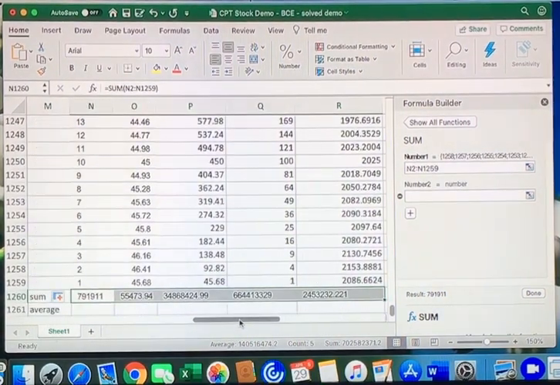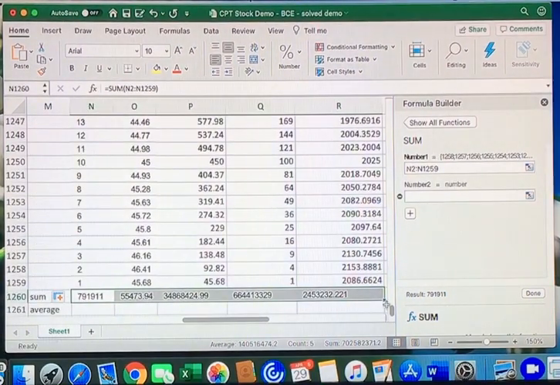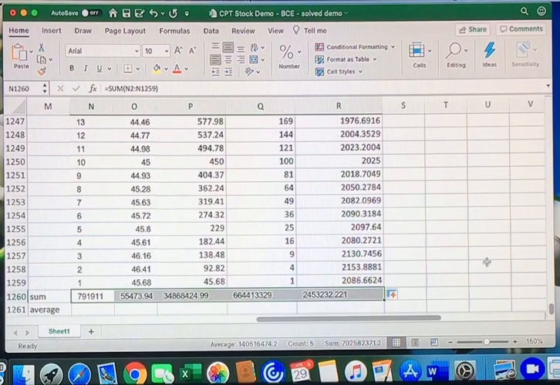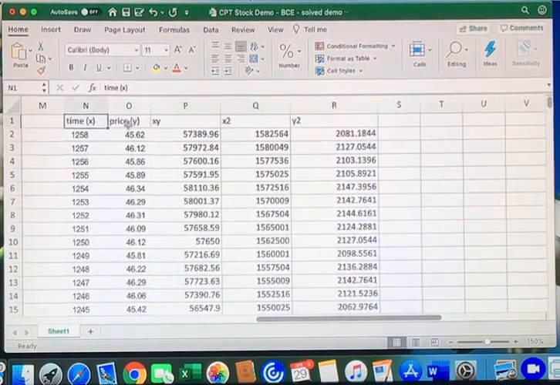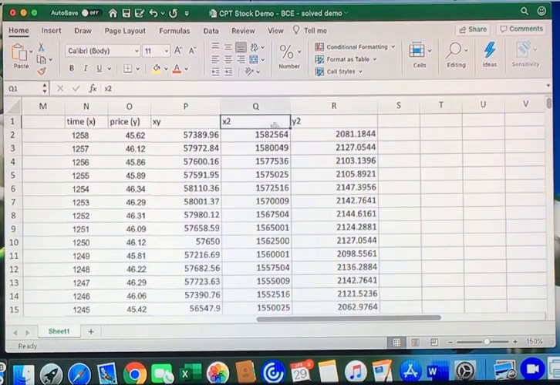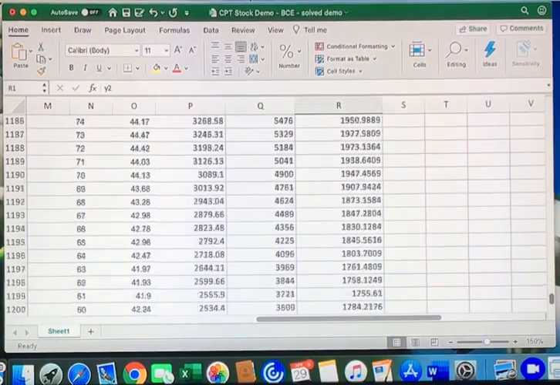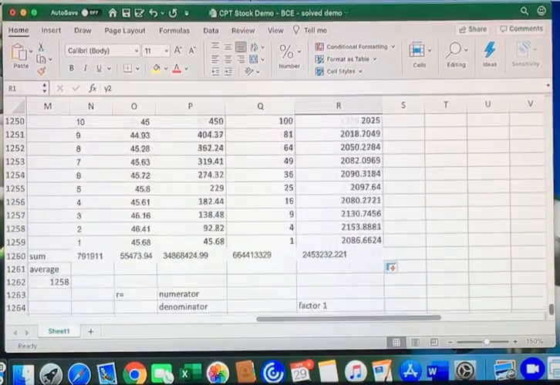Now, the reason why I do all of these sums is because for all my formulas, let me get rid of that function, for the R value, for the A value, and the B value, I'm going to need the sum of x, the sum of y, the sum of xy, the sum of x squared, the sum of y squared. And I have all that all the way down here at the bottom in my sum column.